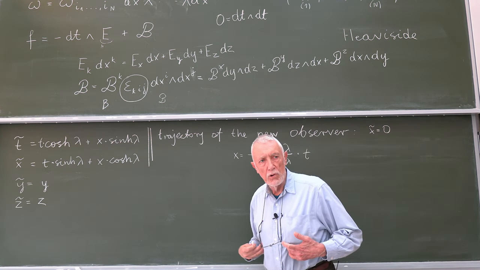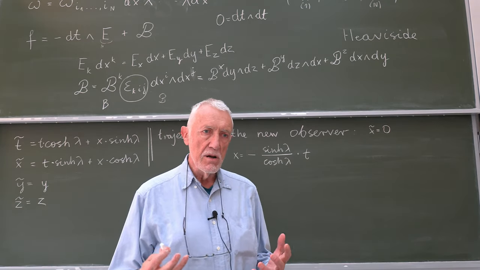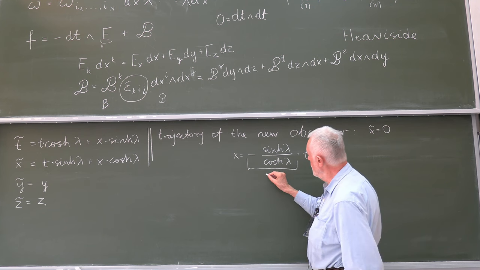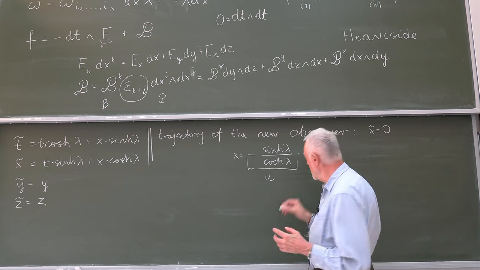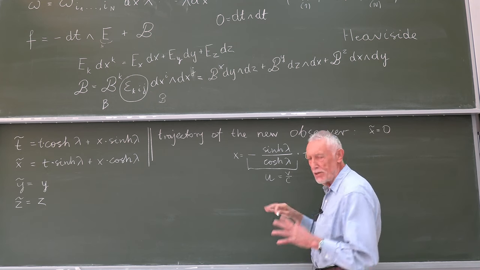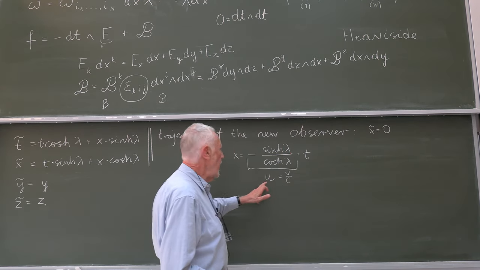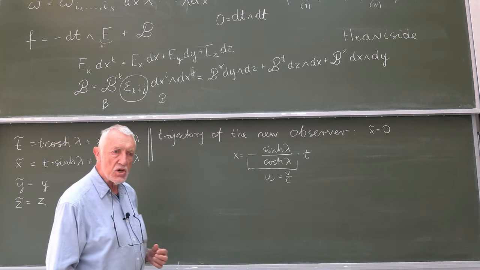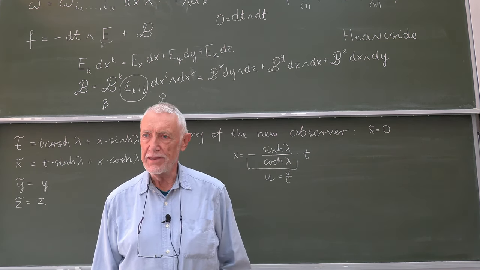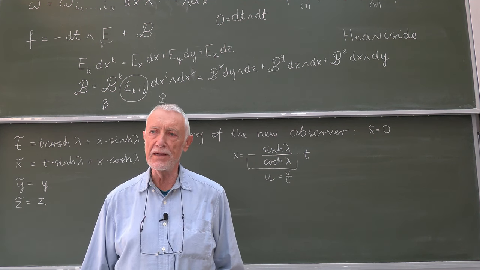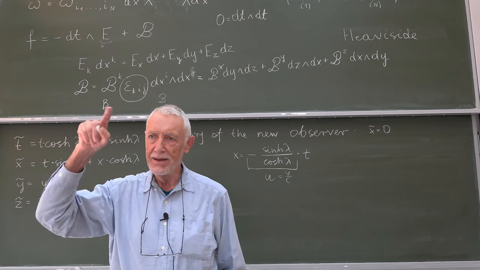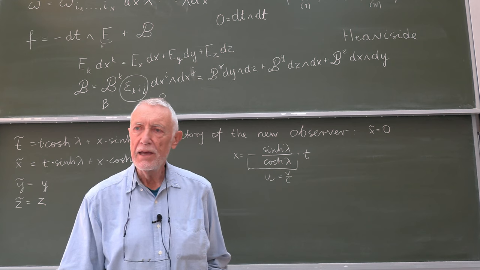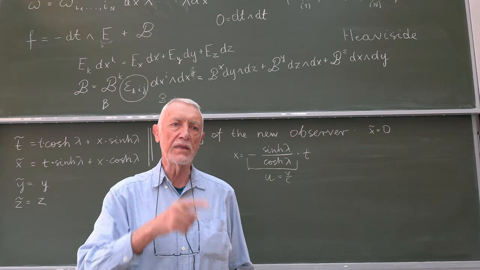So from the point of view of the old observer, the new observer travels with a uniform velocity which we call u. And of course this is v divided by c, you understand? Because for this u, I use physical units where time and x are measured in the same units, which means that the velocity of light is by definition equal to 1. Which means that velocity is always a dimensionless quantity, namely a percentage of the velocity of light.